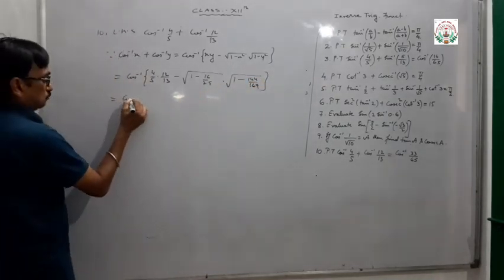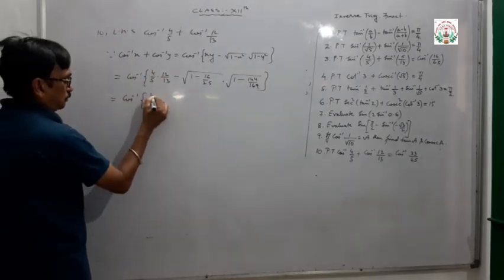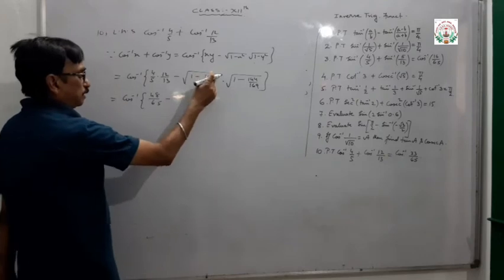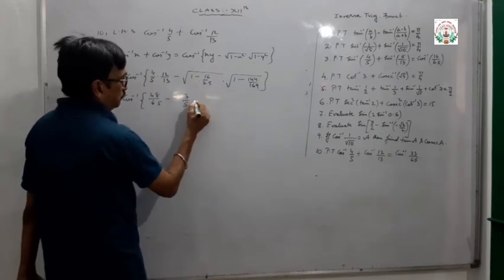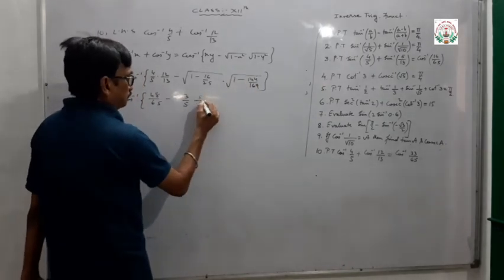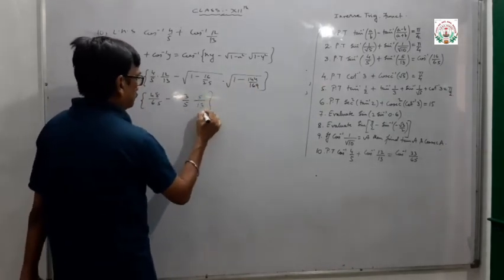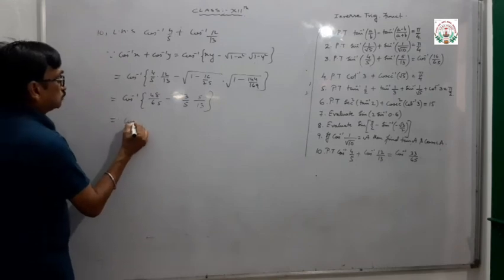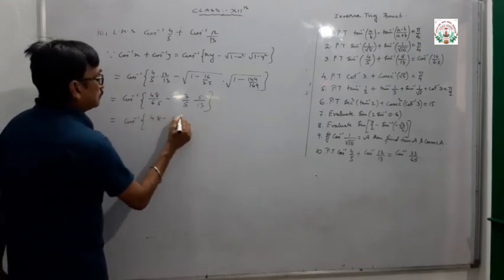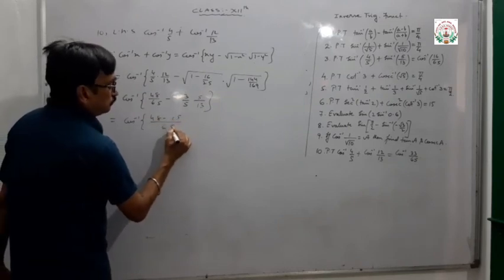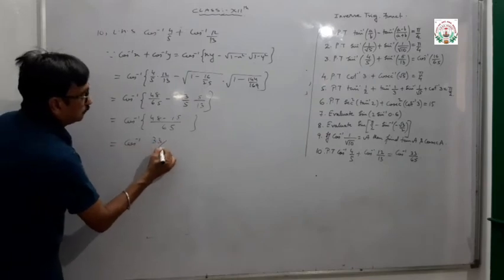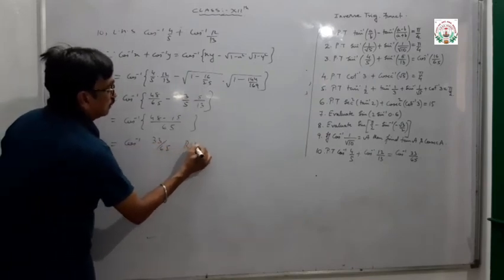So cos inverse of 12 into 4, 48 upon 65, minus under root 25 minus 16, which is 9, so 3 by 5, and this will become 169 minus 144, 25, so 5 by 13. So cos inverse of 48 minus 15 upon 65 becomes cos inverse of 33 by 65. That is our RHS.